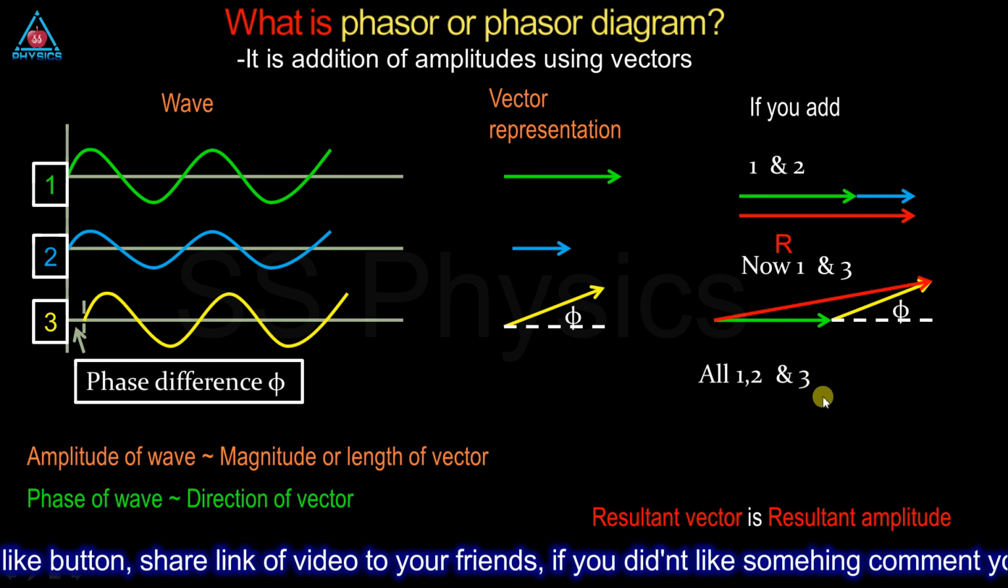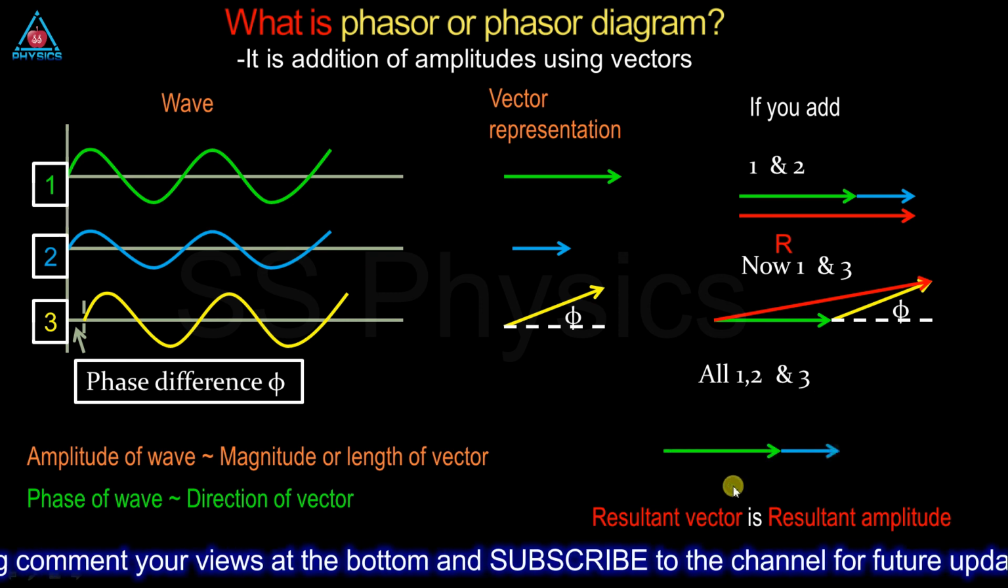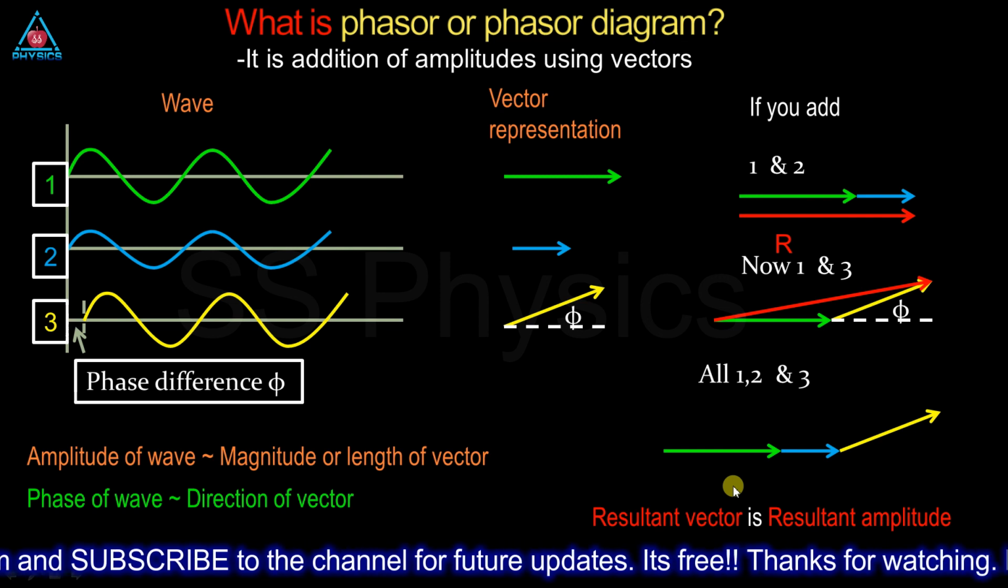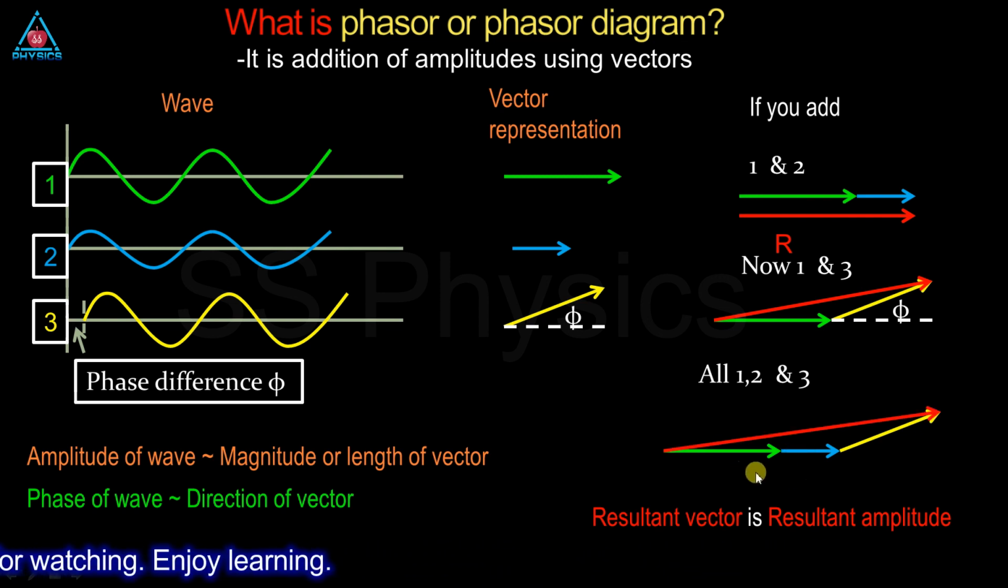Now add all 1, 2 and 3. So what we will get here? So first wave, second wave and the third wave and their vectors. Resultant is this. So here we have added three waves with the different phases or amplitudes.